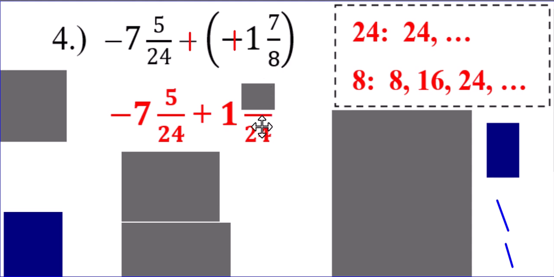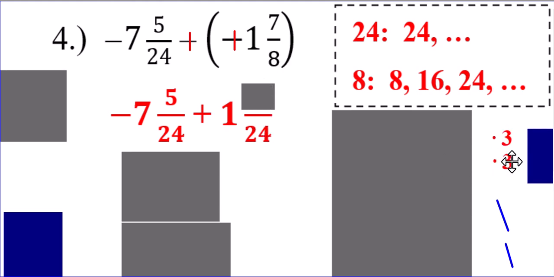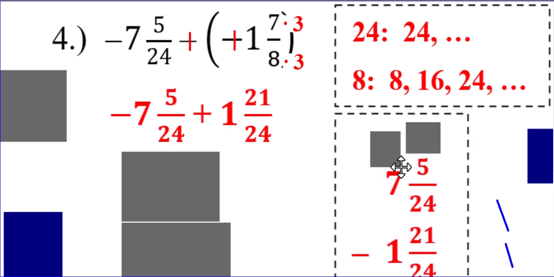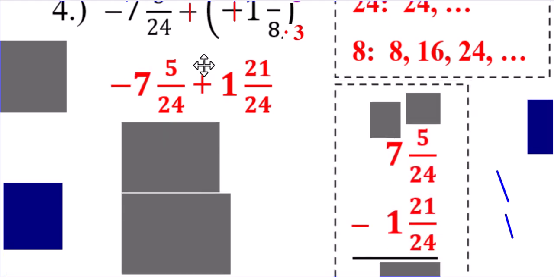What times 8 is going to give me 24? Well, that would be 3. So if I take 8 times 3, I'm going to have to take the 7 times 3 as well, and that's going to give me 21. From here, how do I finish this problem? Well, it's a negative plus a positive, so I'm going to have to subtract their absolute values off to the side. Put the bigger one on top, the 7 and 5/24.